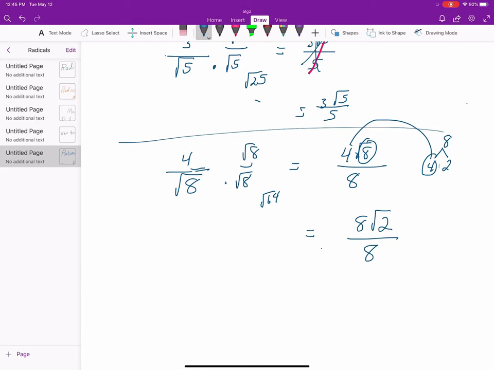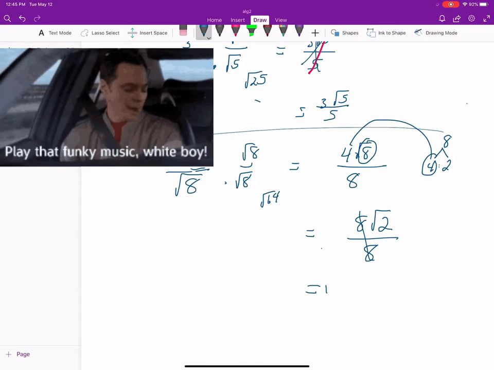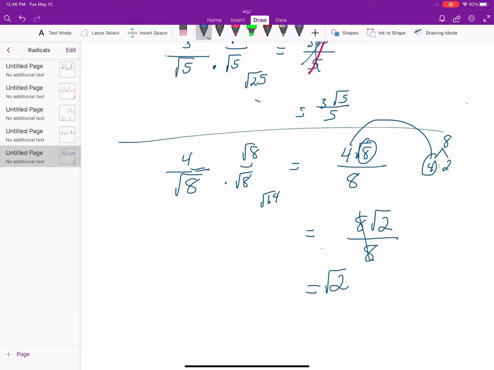And now we can cancel. So there's our answer right there. So we took the square root of 8, broke that down to 4 times 2, took the square root of 4, which is 2. That 2 comes out, multiplies to this 4, and gives us 8. And then the 8s cancel.